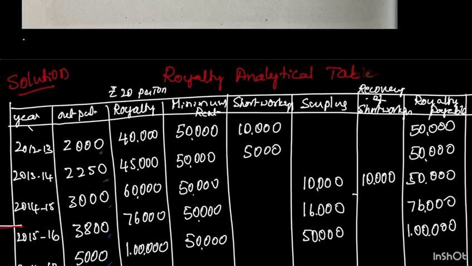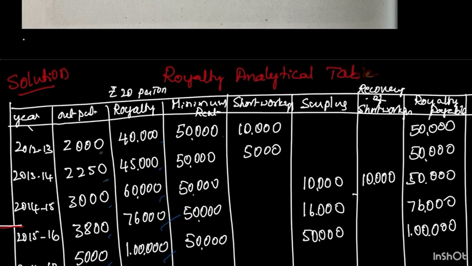So multiply 2000 with rupees 20, and you will get 40,000. Here it is 45,000. 3000 into 20, 60,000. 3800 into 20, 76,000. 5000 into 20, 1 lakh. Now this is the minimum rent as per the agreement. So the same 50,000 is to be taken for all the years. It remains constant.